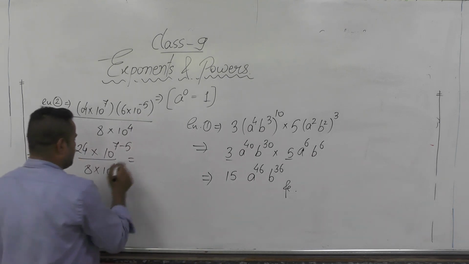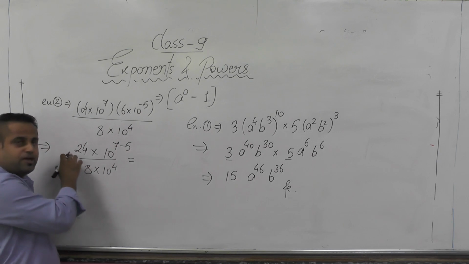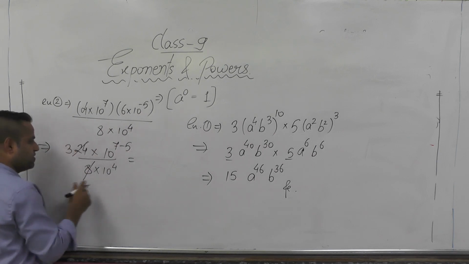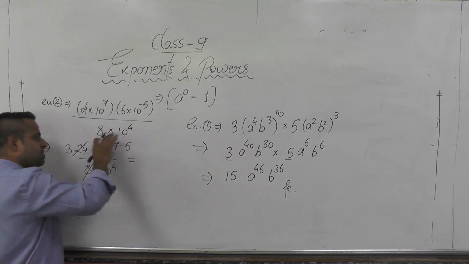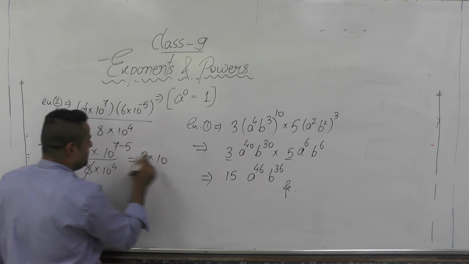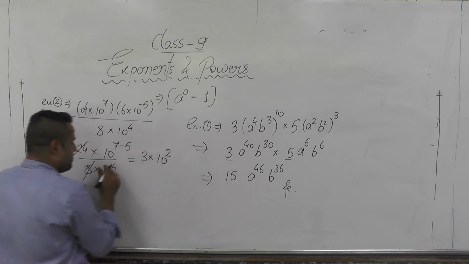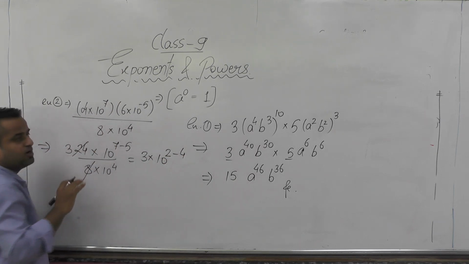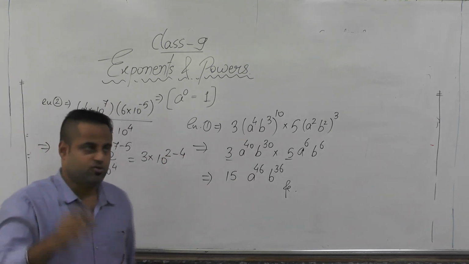Now as you can see, this 24 will get cancelled with this 8, so we can cancel it first. 8 threes are 24, and then this 4 power will go up. So it will become 3 into 10 raised power 7 minus 5 is 2, and this 4 power comes up, becomes minus 4 because of the rule of divide, second rule.